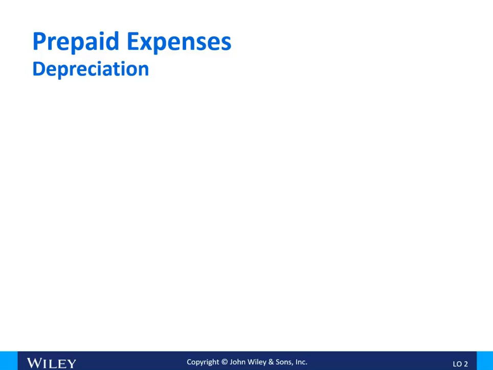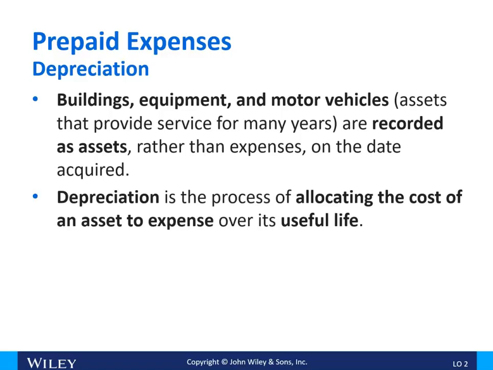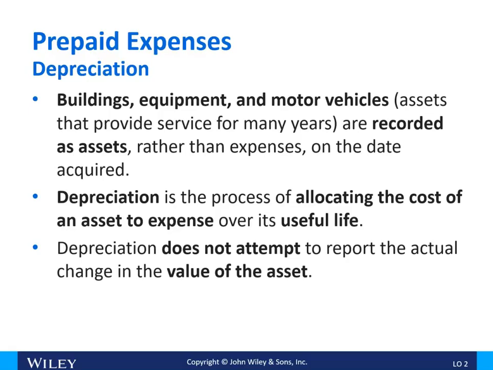Another prepaid expense is our fixed assets, so buildings, equipment, vehicles, that type of thing. Depreciation is the expense that we incur each month as we use that asset. Buildings, equipment, and motor vehicles provide service for many years, so we record them as an asset rather than an expense on the date acquired. Depreciation is the process of allocating the cost of that asset to expense over its useful life. Depreciation does not attempt to report the actual change in the value of the asset.